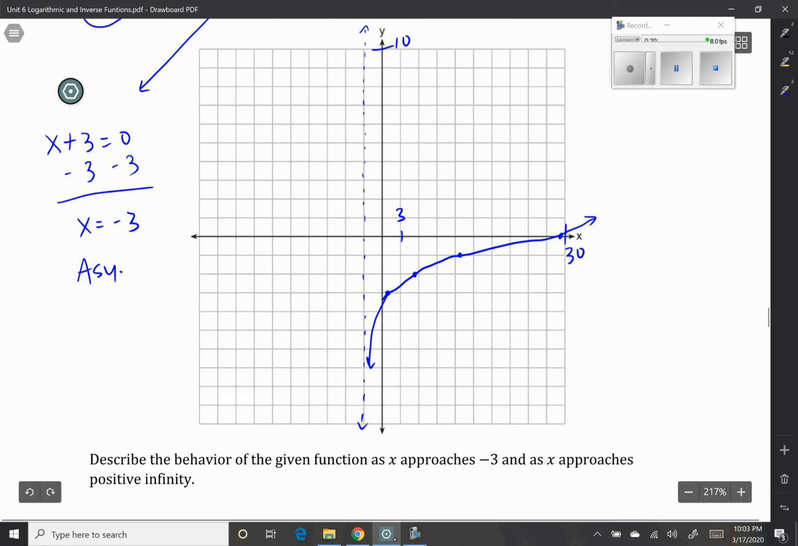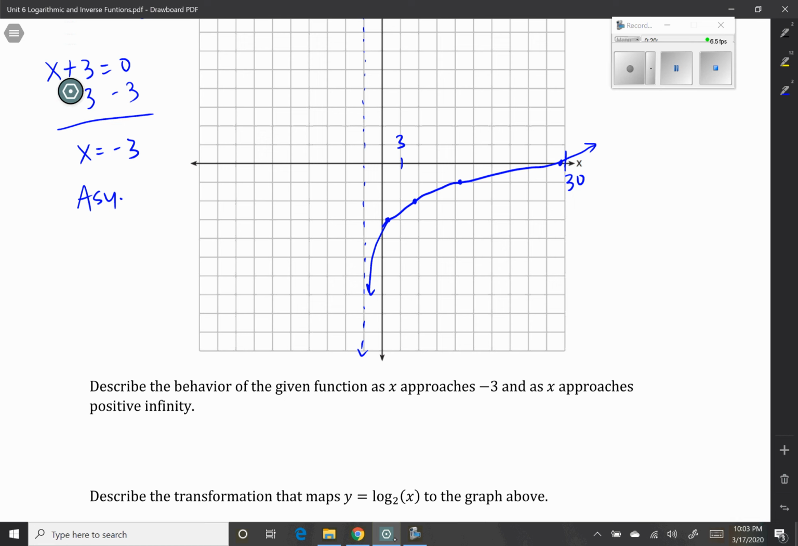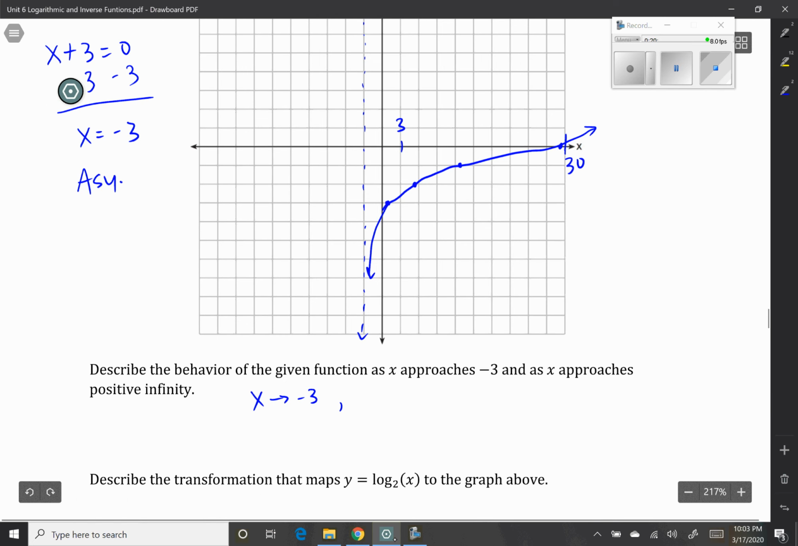Then on the bottom here, it has some stuff here. So it says describe the end behavior as x approaches -3 and as x approaches positive infinity. So as x approaches -3, the function, which we call just y, approaches negative infinity. As the graph goes closer to -3, it goes down. As the x values increase, the y values increase forever.